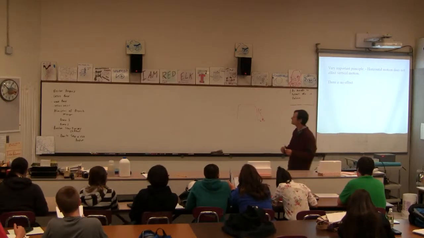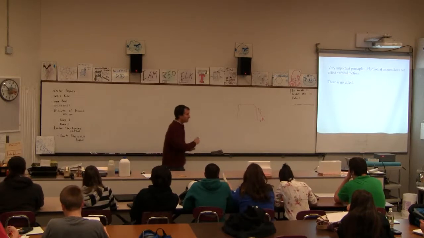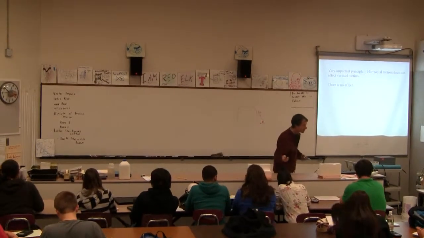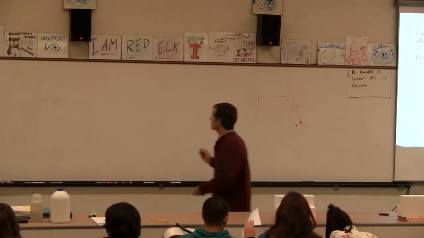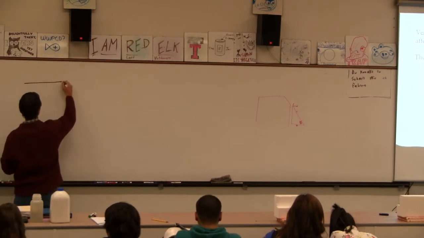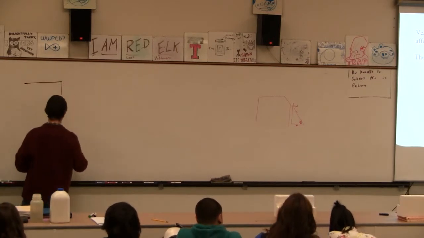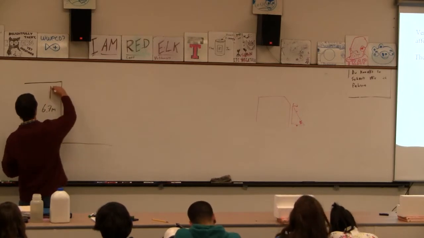So this is a cliff problem, okay? And I'm going to zoom this thing in. There we go. Okay, so am I still on there? I still am. Okay, so here it is. There is the level ground. This is the cliff. Let's make the cliff be 6.7 meters tall.